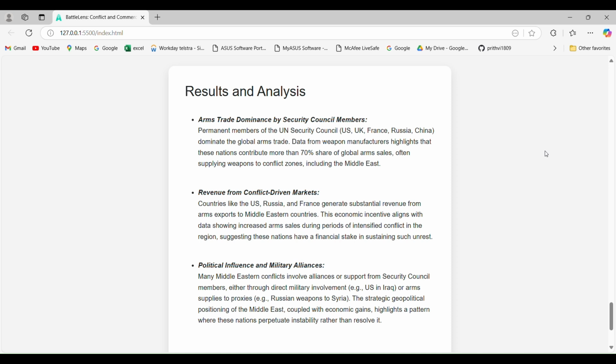The second conclusion which we draw is that the permanent members of the UN Security Council, which are responsible for maintaining global peace, make more than 70% of their share from global arms sales, which means they are profiting out of it by promoting these wars.